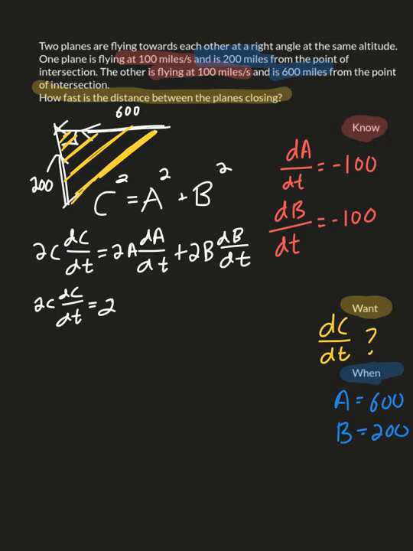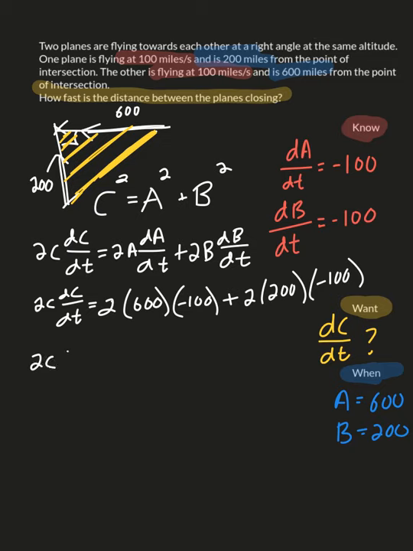I'm not going to attempt to color code this time. The A is 600 because it's at that specific moment. The dA/dt is the change in A. Similarly, the B is the 200, whereas dB/dt represents the change in B, which is, again, negative 100. So I've got everything plugged in, but there is one problem here. Let me simplify the right-hand side before I point that out. The right-hand side is going to work out to be negative 160,000.